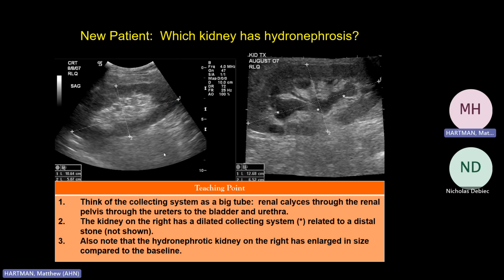Dilated collecting system. This is the same patient at 2 different time points. Here we have a collecting system which is filled with urine. It has become dilated. This is hydronephrosis. Note the kidney is also increased in size. It's 12.7 centimeters here, whereas the non-hydronephrotic state, it was 10.6 centimeters.